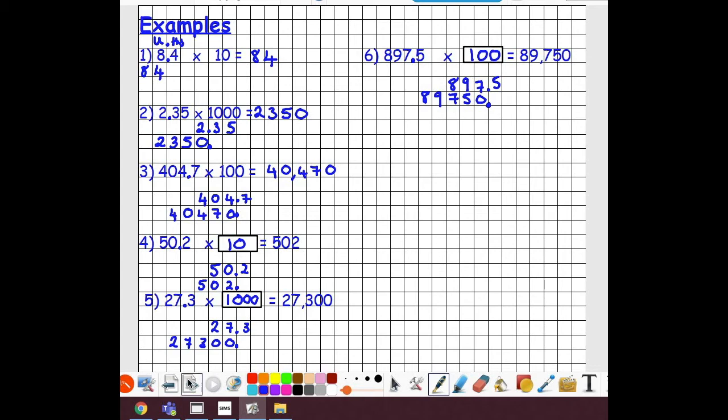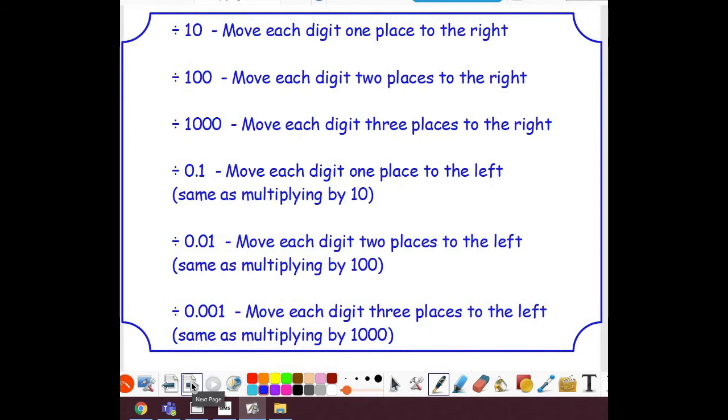So, moving on to division. Well, division is the opposite. So, rather than moving to the left, your number will be getting smaller and they will be moving to the right. So, if we divide by 10, move each digit 1 place to the right. Divide by 100, move each digit 2 places to the right. Dividing by 1,000, move each digit 3 places to the right. Again, it's important to remember it's the digits that move. However, if you did want to think of it as the decimal point, it would be jumping to the left.